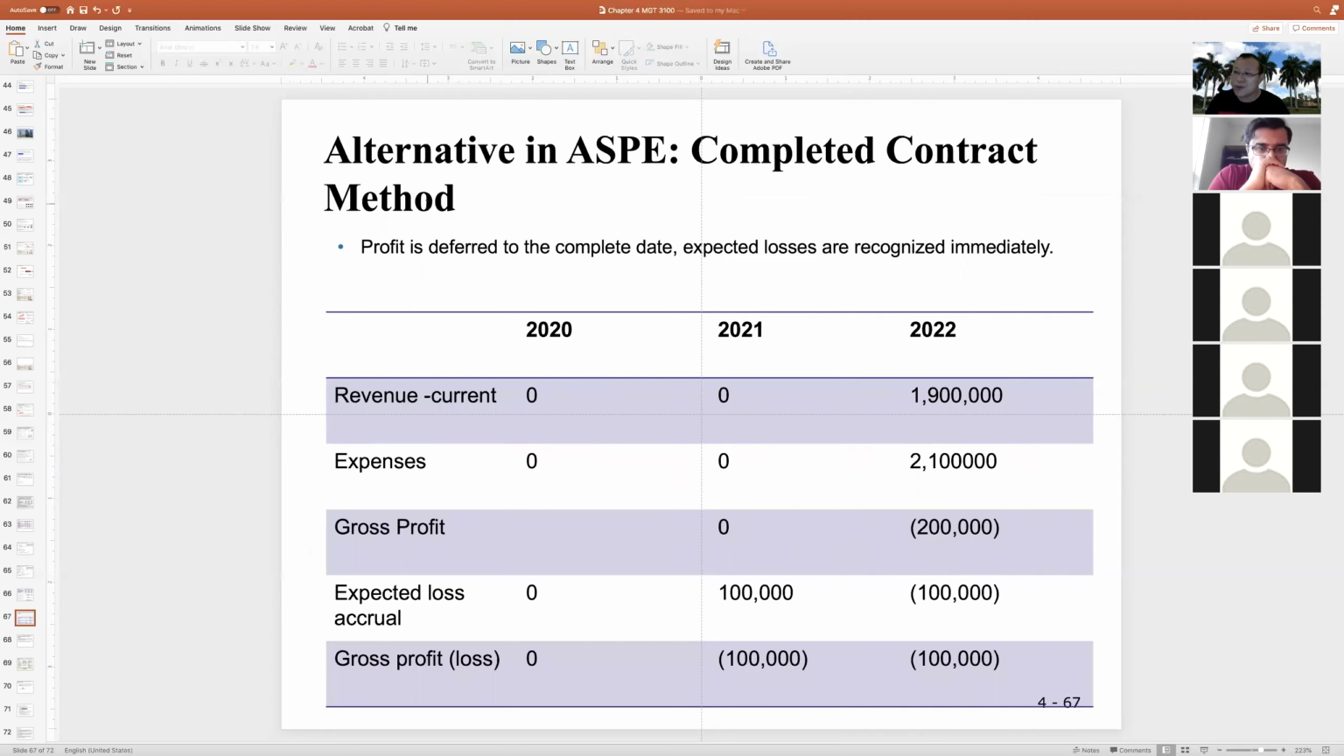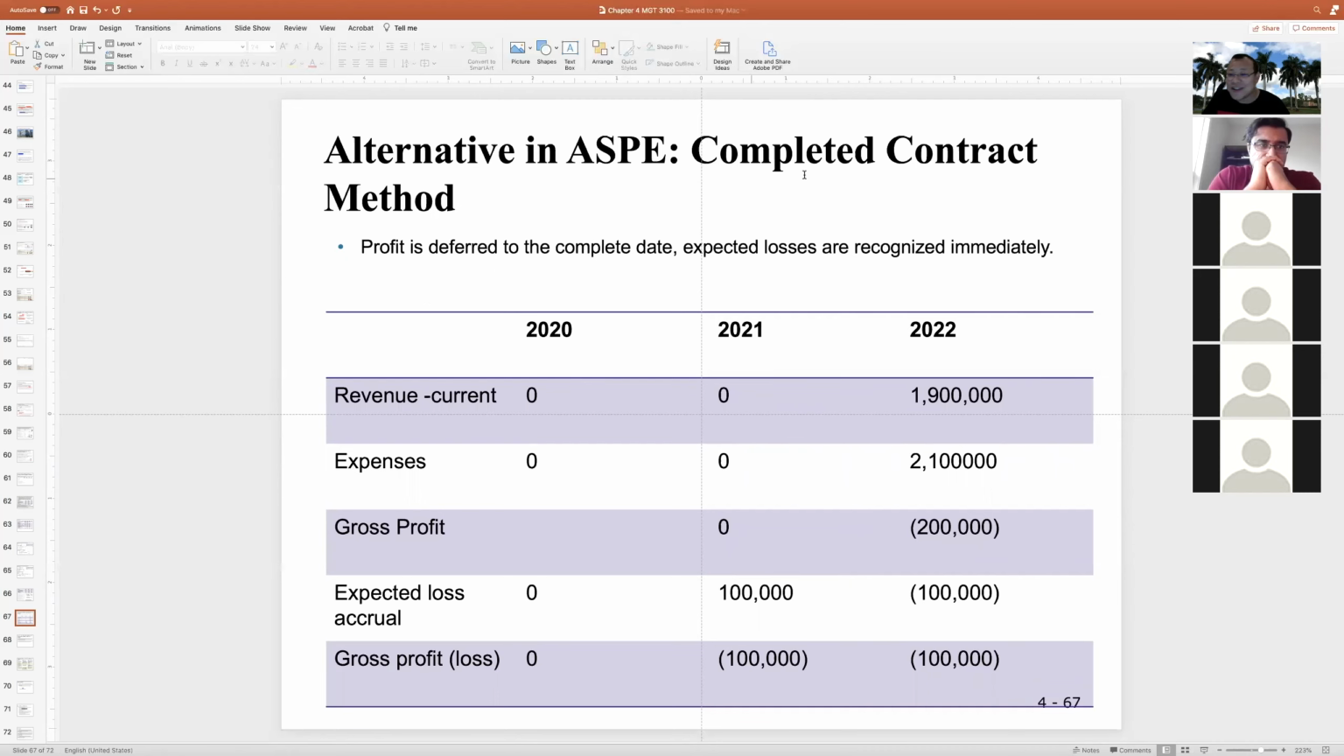So we have gone through those problems. You have seen it's quite complicated when we are using the percentage of completion. Every year we have to figure out the gross profit, and things got more complicated when it is an onerous contract. But for ASPE, you can use the completed contract method. It's much easier, and I'm going to show you why.